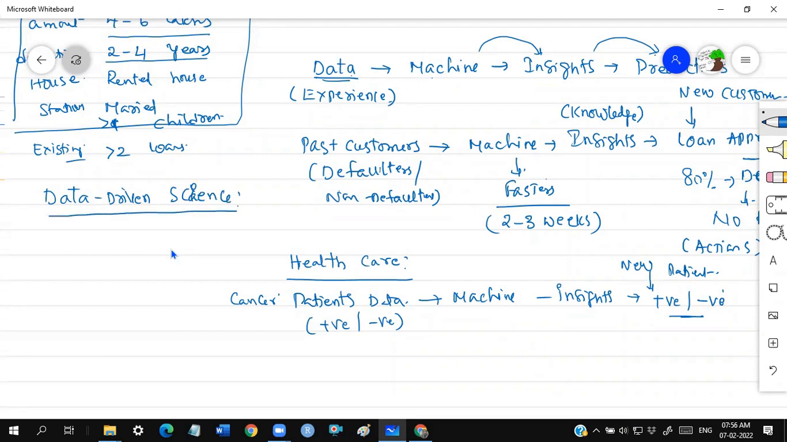Guys, many people ask me, sir, I was a mechanical engineer, can I learn data science? Absolutely. The only difference is what data they will work with. For example, take a mechanical engineer. There is some kind of machine data: how much torque it is generating, at what speed, and how much power it is going to generate.